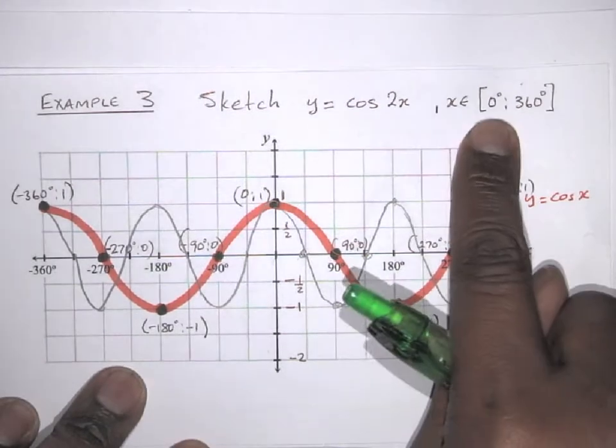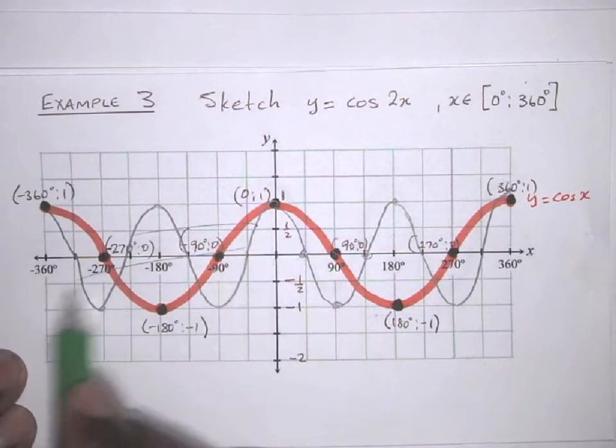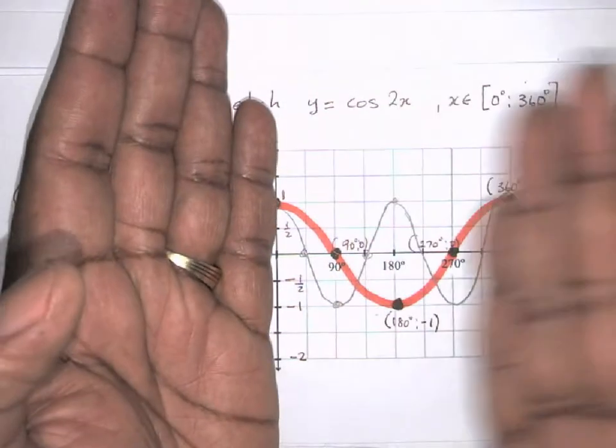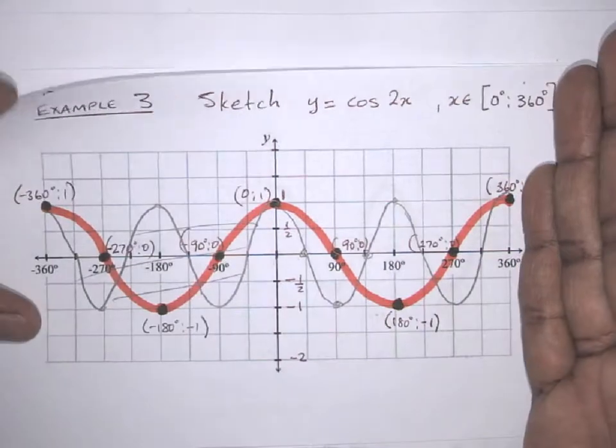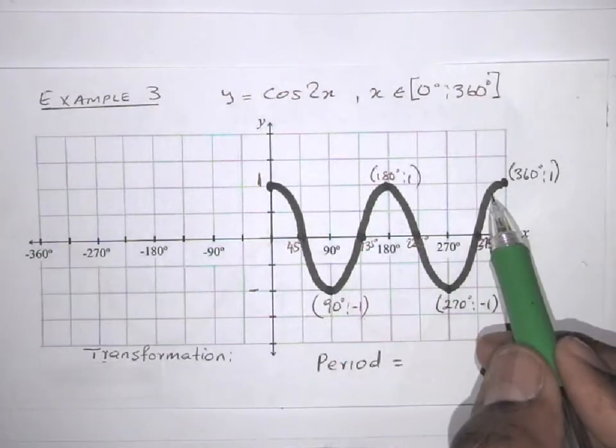However, they only want it from 0 to 360. They don't need this part here, which is on the left. It's only this part that they need, from 0 to 360. So eventually your graph will look something like this.